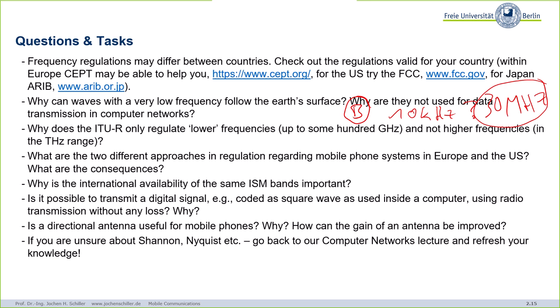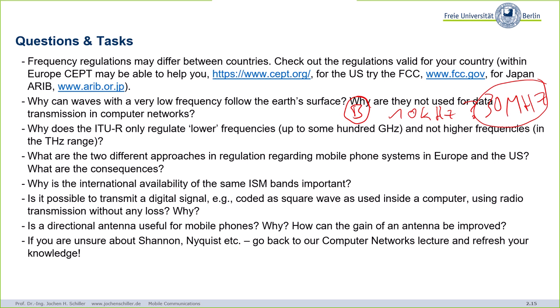And in the US, the approach is that the government says, okay, we have certain frequency bands and we regulate, for example, the maximum output power to limit a bit the interference. And then let the market decide. And the result is that in the US and other markets, you have several different technologies at the same frequencies. That's also what the table shows you for the US, for example, at 1900 megahertz. In Europe, traditionally, you have only one technology on one frequency.